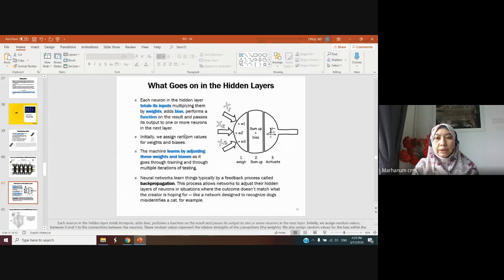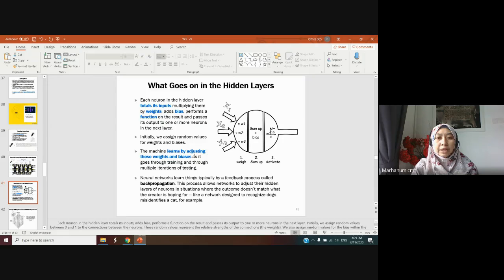So what goes on the hidden layers? Each neuron in the hidden layer totals its inputs, multiplying them by weights, adds bias, performs a function on the result, and passes its output to one or more neurons in the next layer. They transfer, and then they generate output. So initially, we assign random values for weights and bias.